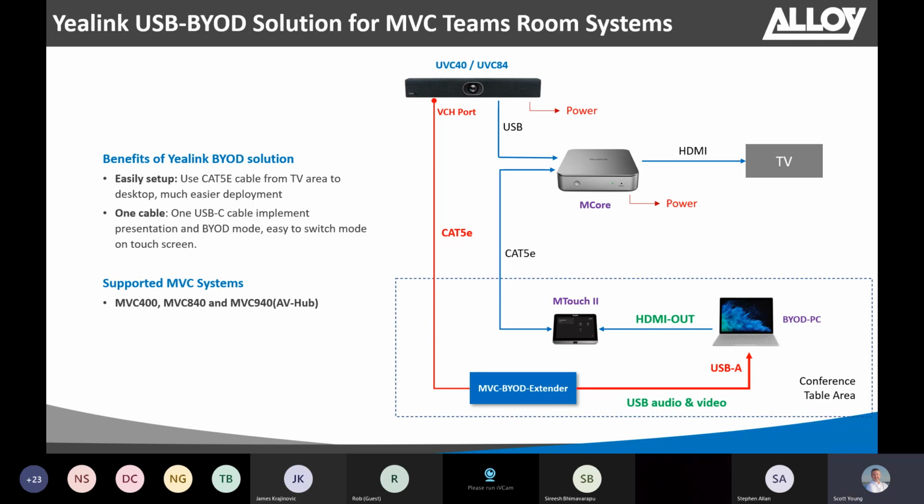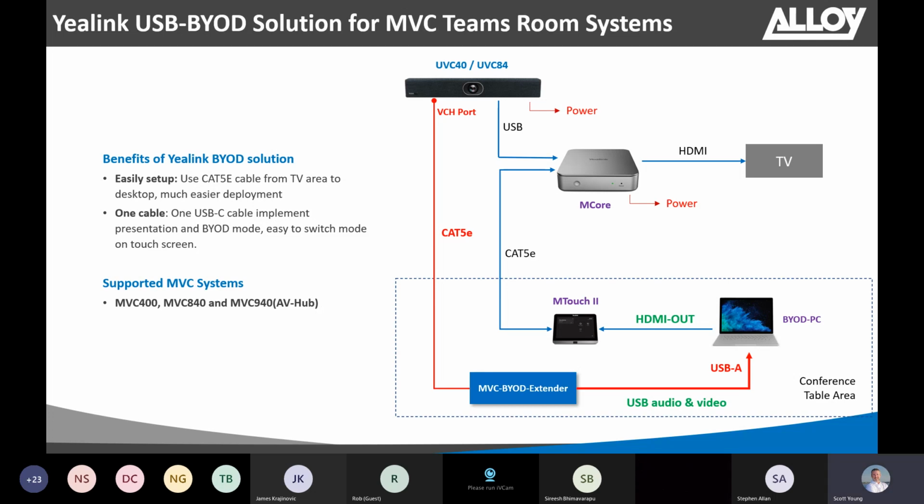Now the difference here is we don't connect our HDMI cable via that MVC-BYOD box. This time we are doing our video sharing via the MTouch2 panel. So on the MTouch2 panel, we have the ability of doing two types of connections. We can have a USB-C connection with a HDMI adapter for computers that don't support USB-C. Or we can utilize the WPP20 wireless presentation pod to share our screen to the main displays on the MVC systems.